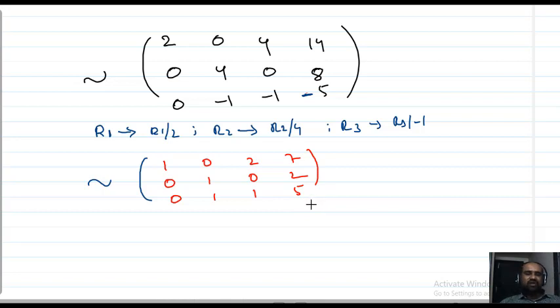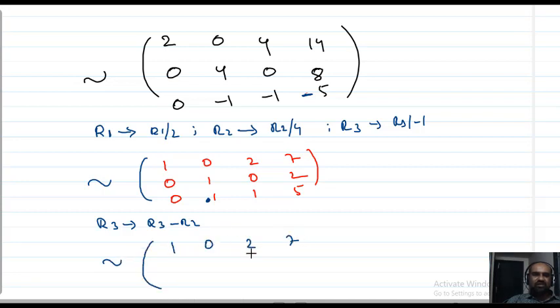So first of all, what I can make is this 0, this 0, and this in part I can make using R2. Okay, so R3 changed as R3 minus R2. So equivalent to 1 0 2 7, 0 1 0 2. Here R3 minus R2: 0 minus 0, 0 only. 1 minus 1, 0 only. 1 minus 0, 1 only. 5 minus 2, 3.